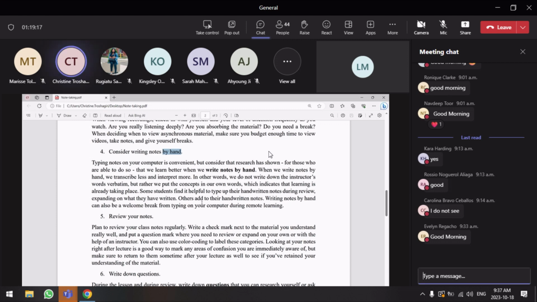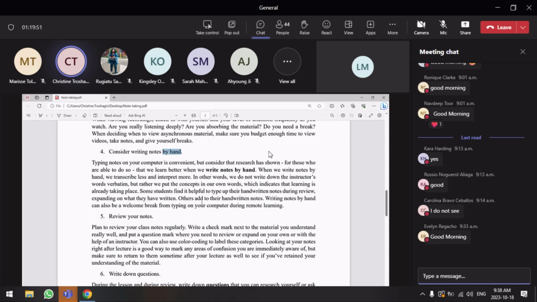So whenever you're typing quickly, trying to keep up with the speed of the instructor, you will not be focusing on the interpretation part or the learning part. Your main focus is just, let me type whatever is being said. However, when you're writing by hand, you will be in the learning process and the interpretation process at the same time.